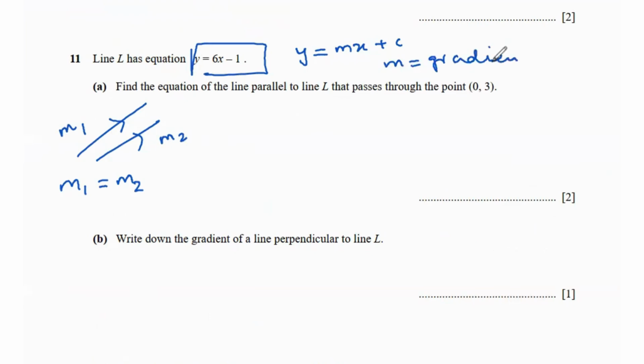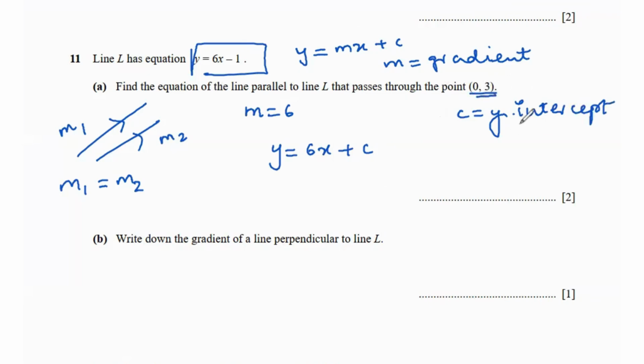So using your equation, what you have to do is first identify what your gradient is. Looking at it, we can see that the gradient is 6, which means the other line will also have a gradient of 6. So y equals 6x plus c. Now c is your y-intercept. If you look at the question, it says that it passes through the point (0, 3). At the y-intercept, x is always 0, which means c is also going to be 3. So this is your y-intercept.